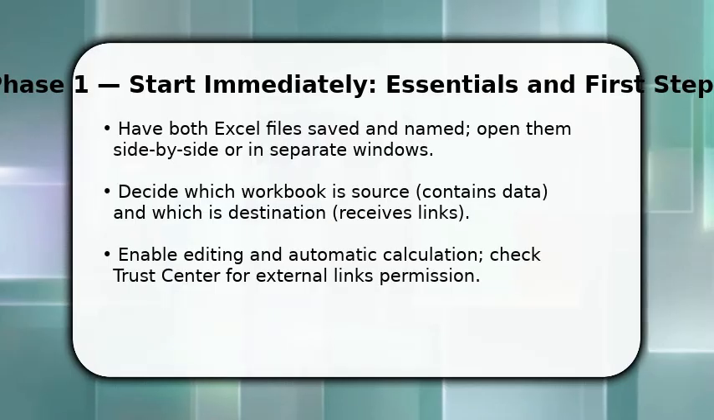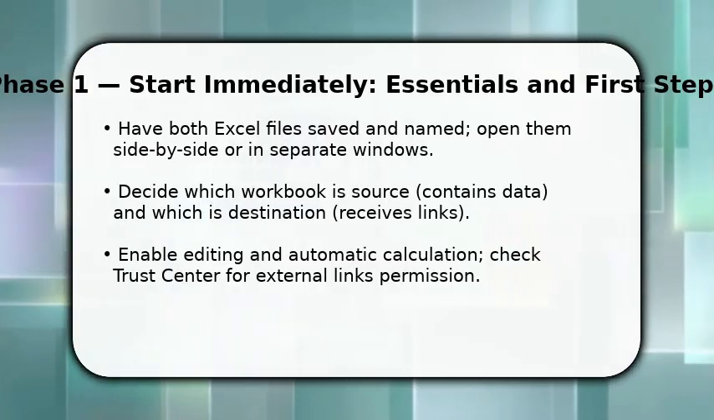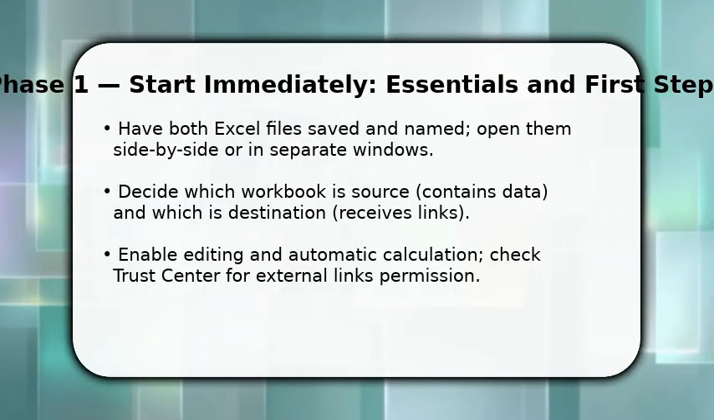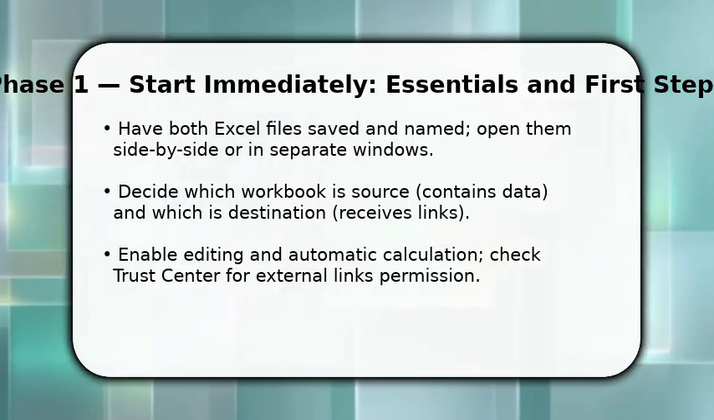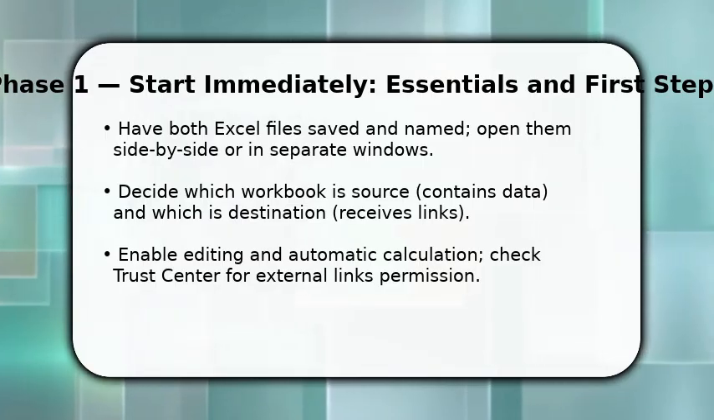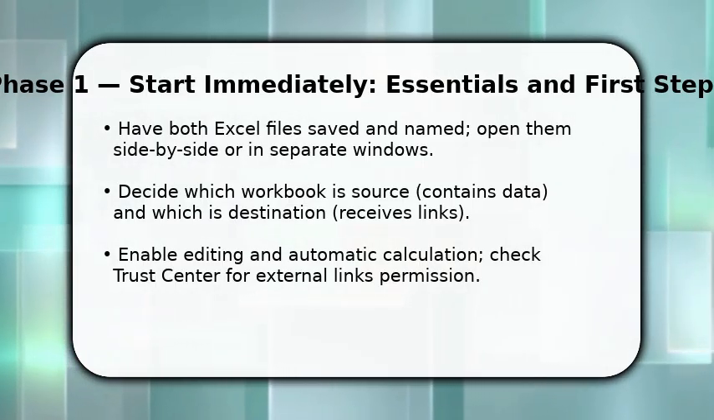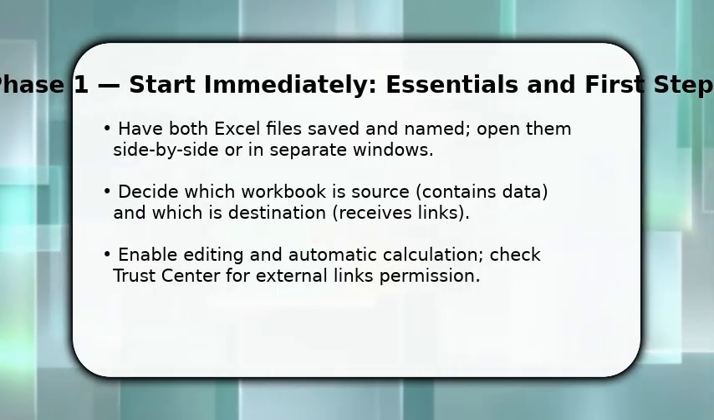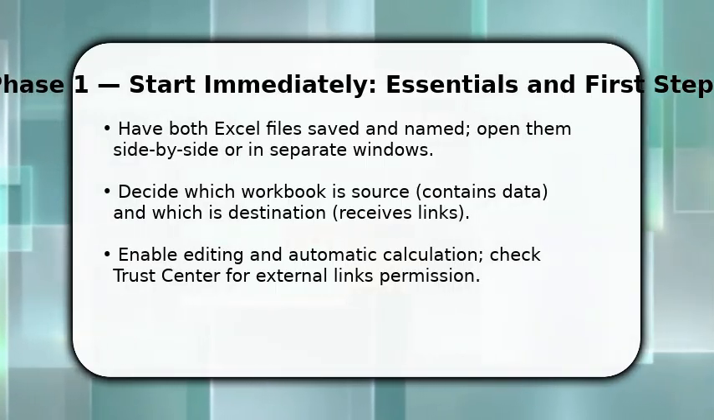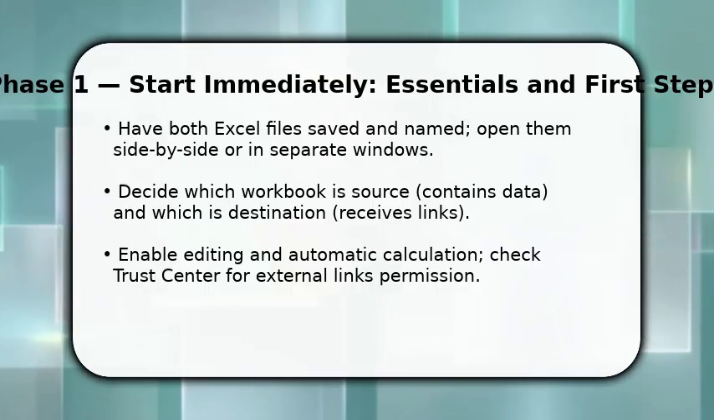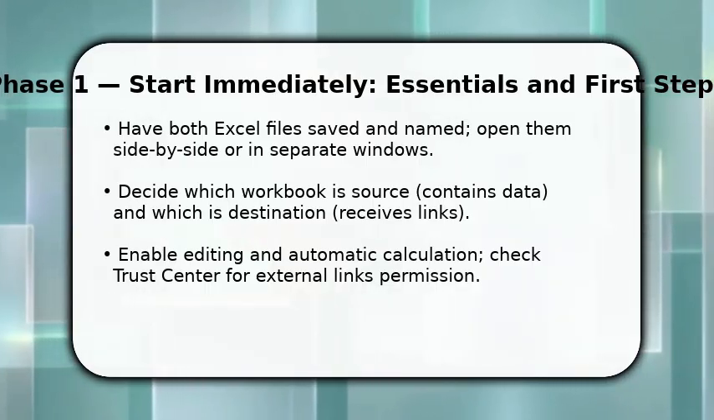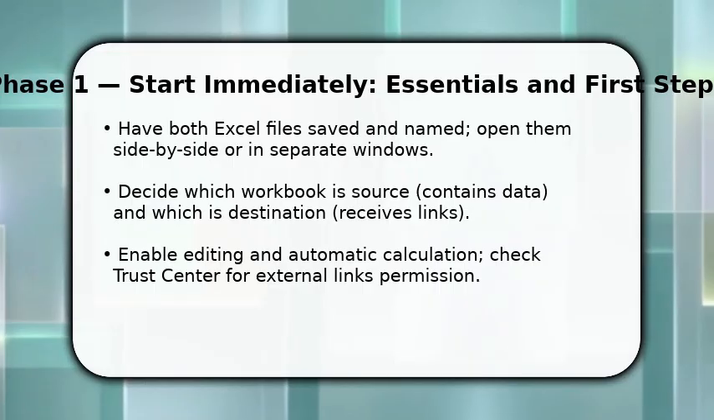You start by opening both workbooks so you can immediately reference cells. This saves time and avoids errors. Once done, confirm which is the source and which is the destination, because that determines the link direction. Make sure editing is enabled and calculation is set to automatic, and check Trust Center settings for external links permission, otherwise Excel may block updates.